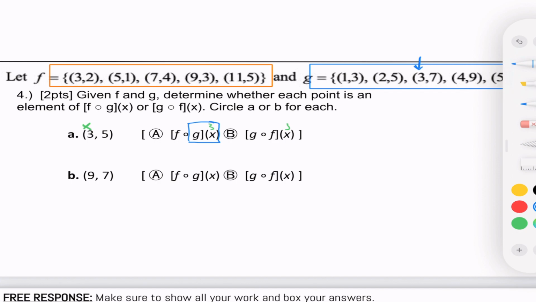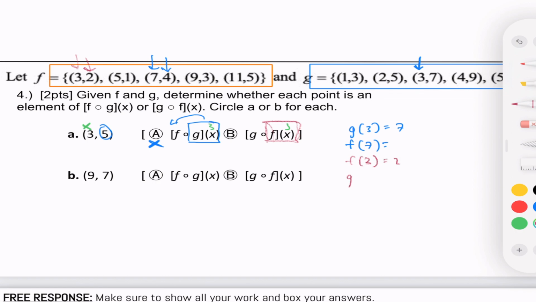G of 3 is 7. And then I'm going to put that into f. So f of 7 is 4. And this does not say 4, so I'm not going to choose A. Let's try B. F of 3 is 2. So f of 3 equals 2.